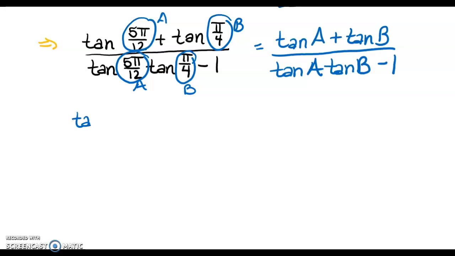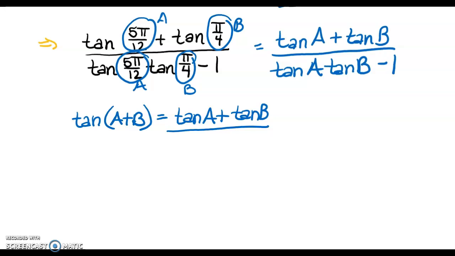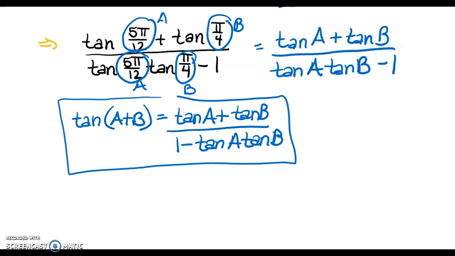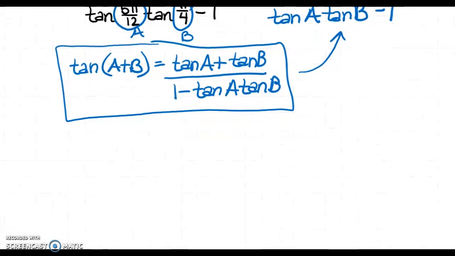Okay, I know that the tangent of A plus B equals the tangent of A plus the tangent of B over 1 minus the tangent of A tangent of B. So how might I be able to change this identity right here into this identity? Well, it may not be completely obvious, so let's walk through that.